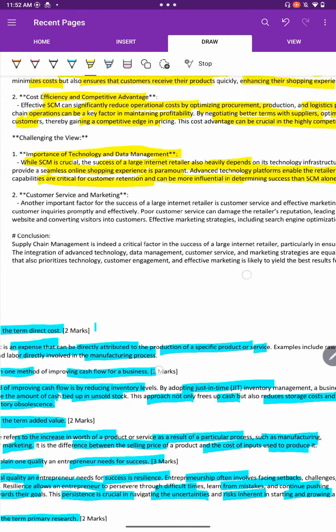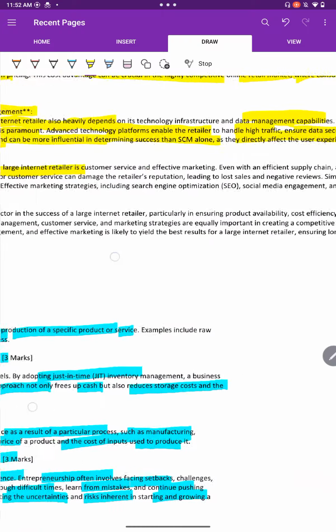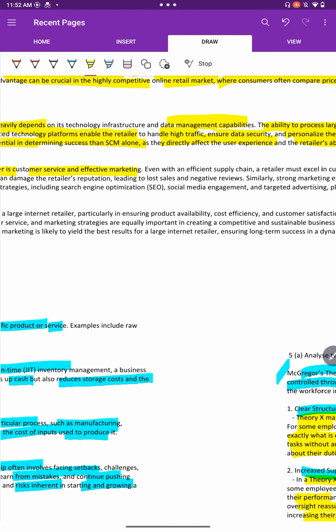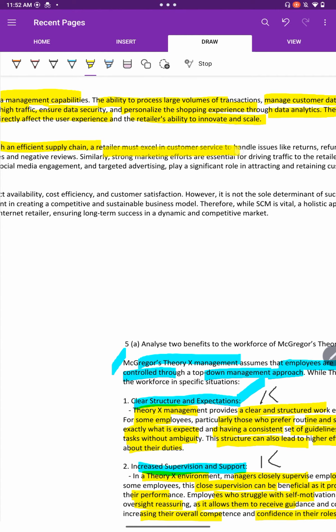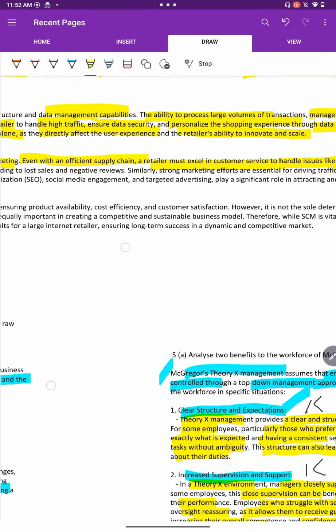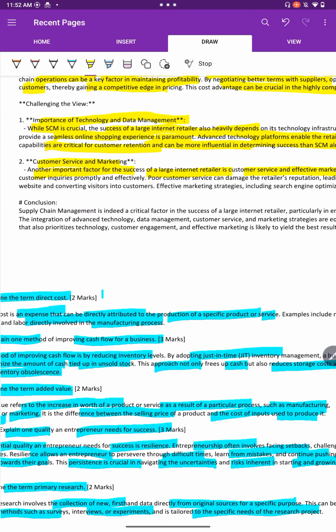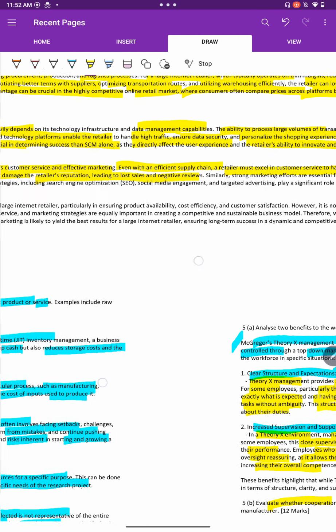And the second thing is customer service and marketing. So another important factor for the success of a large internet retailer is customer service and effective marketing. Even with an effective supply chain, the retailer must excel in customer service to handle issues like returns, refunds, and customer inquiries promptly and effectively. Poor customer service can damage the retailer's reputation, leading to lost sales and negative reviews.